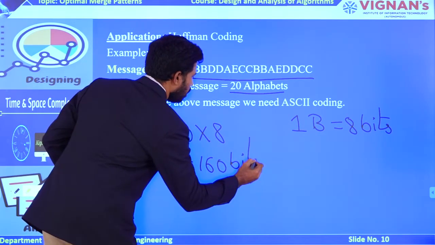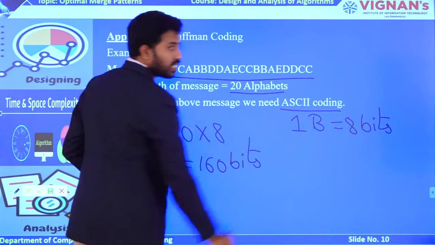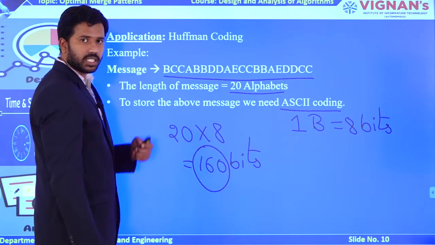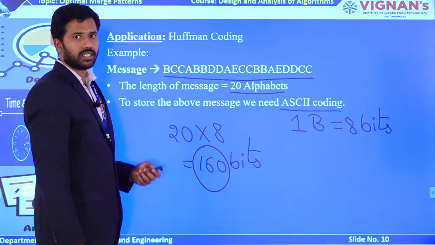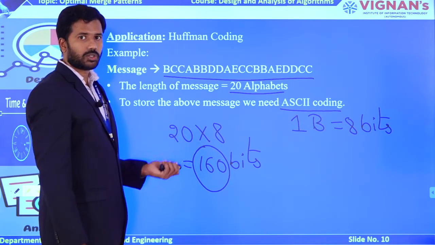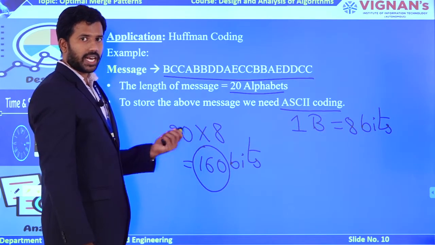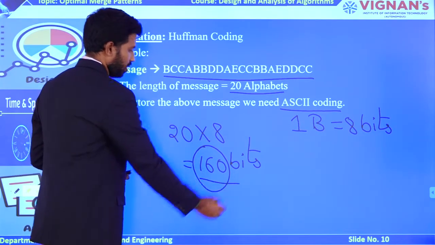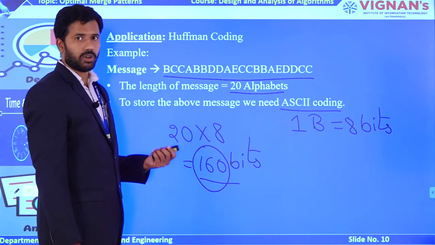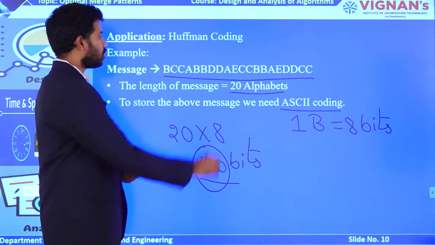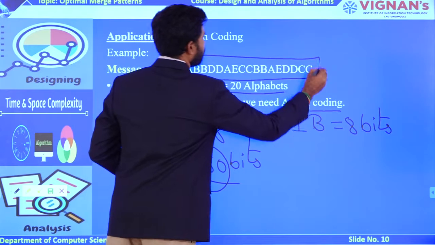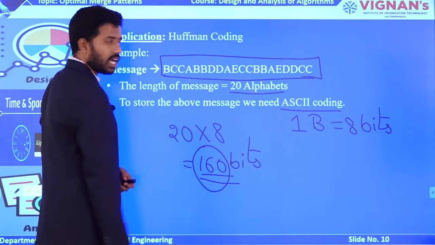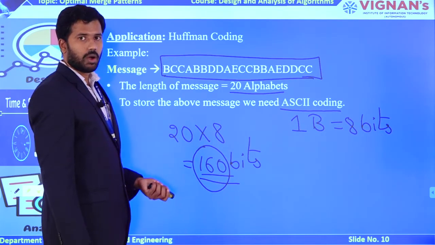So if you follow this ASCII coding system, ultimately you need to have a memory of 160 bits for sending this data. As well as the receiver also must carry this data, right? So to carry these 160 bits, the receiver also needs the same amount of memory. Otherwise the message will not be delivered properly. So to send this message of 160 bits, the sender must maintain this amount of data, and the receiver also must maintain this amount of data.